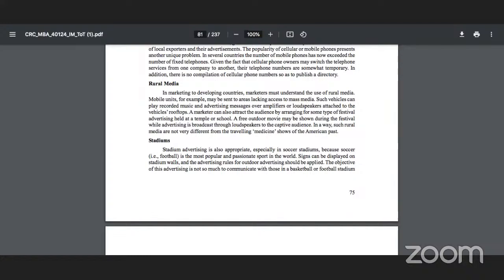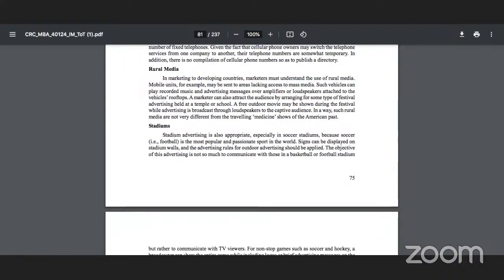At a different level, we have seen that during the pandemic a few years ago, a lot of mobile units were being used to talk to consumers about the various ill effects and the precautionary measures they need to take during the pandemic, and not to fall for traps, and the kind of home care that they can do to ensure that they're safe and healthy. So, a free outdoor movie may be shown during the festival while advertising is broadcast through loudspeakers to the captive audience.